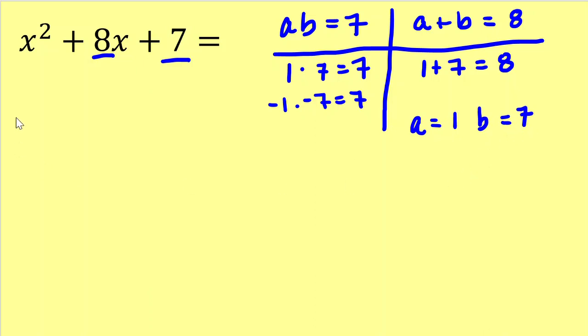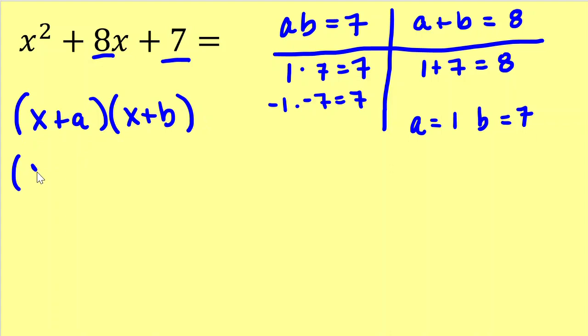And if we plug these into our factored form, which was x plus a times x plus b, then we have x plus 1 times x plus 7. And this is going to be our factored form for this quadratic expression.